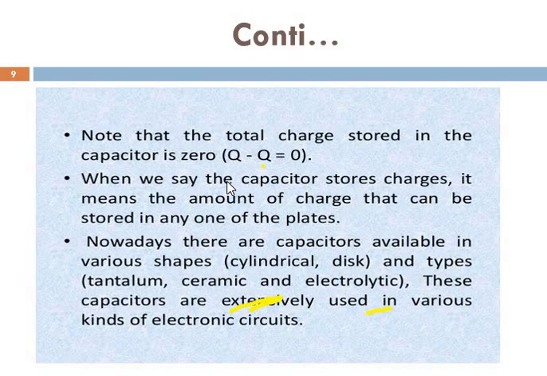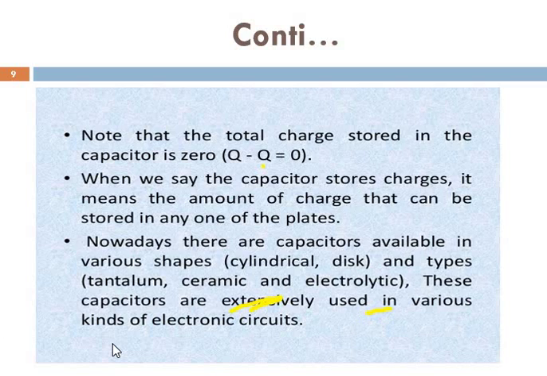For example, if we store the same amount of charge on either plate, one plate stores plus Q charge and the other plate stores minus Q charge, and the magnitudes of these charges are equal, then the total charge stored in the capacitor will be 0. When we say the capacitor stores charge, it means the amount of charge that can be stored on any one of the plates.